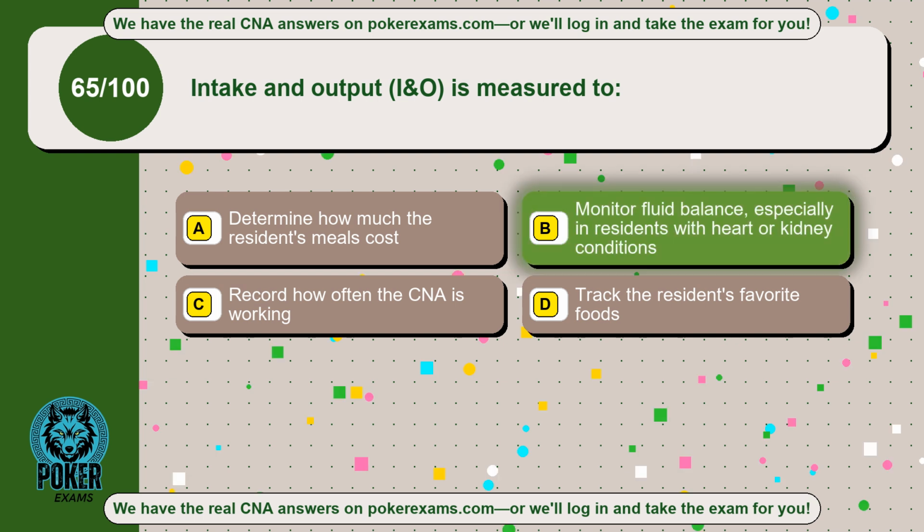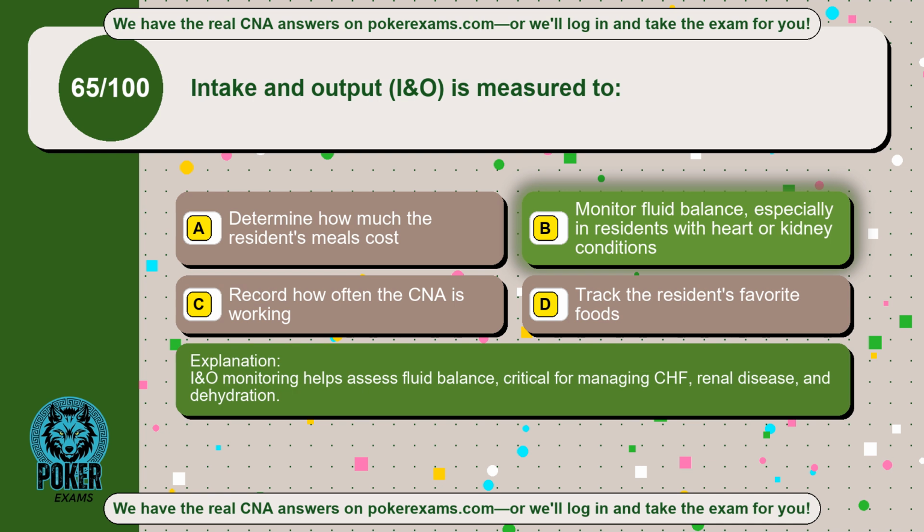The correct answer is option B, monitor fluid balance, especially in residents with heart or kidney conditions. I and O monitoring helps assess fluid balance, critical for managing CHF, renal disease, and dehydration.